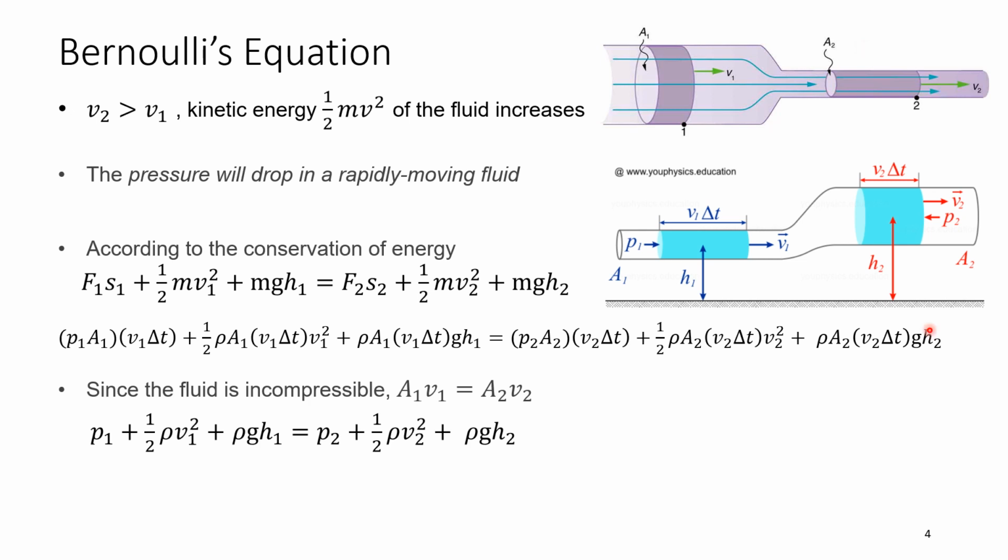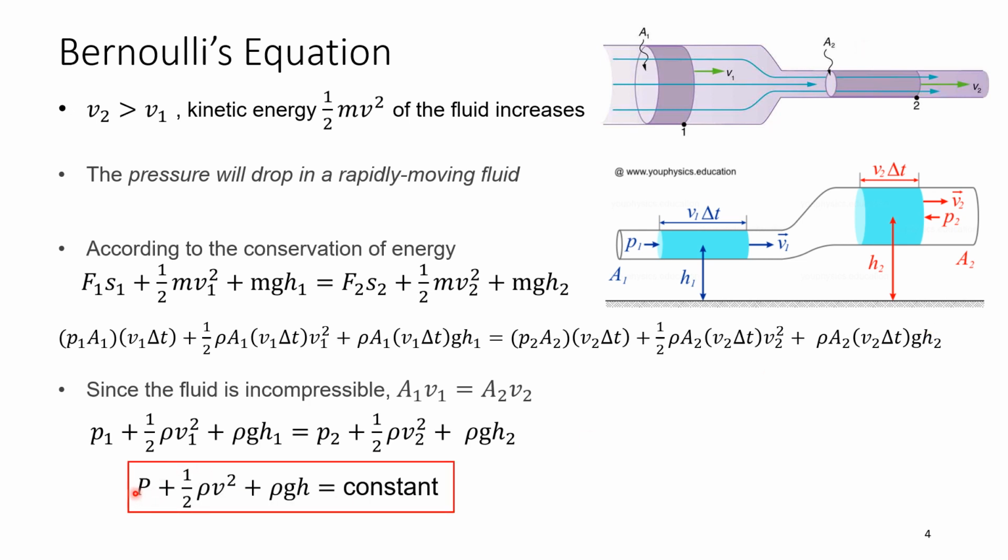So the whole thing, P plus half rho V squared plus rho g h, is a constant. And this is the general form of Bernoulli's equation.